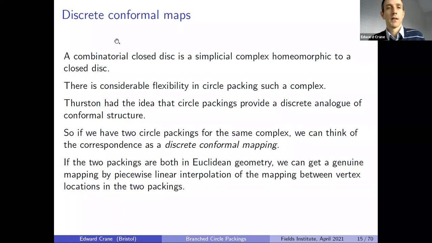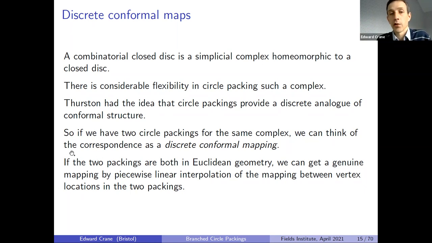Okay, so that's a little tour of the difficulties of spherical packing. So I'll change topic slightly now to discrete conformal maps. So Thurston's idea was that you can think of a triangulation as being like a discrete version of a conformal structure. In the sense that if you have two circle packings which pack the same complex, maybe they're both packings of a combinatorial disk into the plane. So that's what Elias was doing yesterday. The correspondence between the two packings is a discrete analog of a conformal mapping between the two domains.